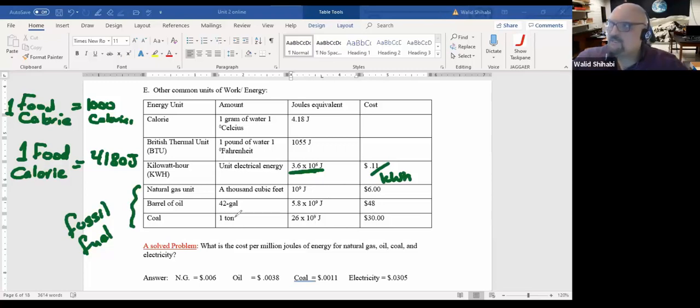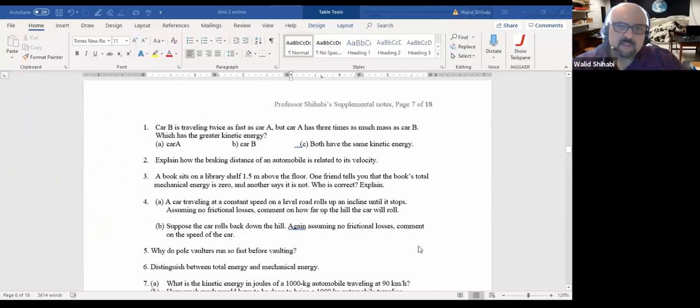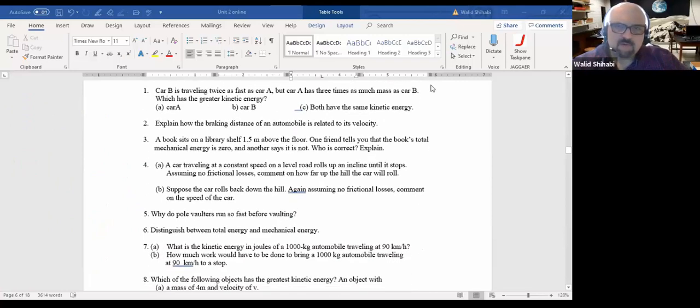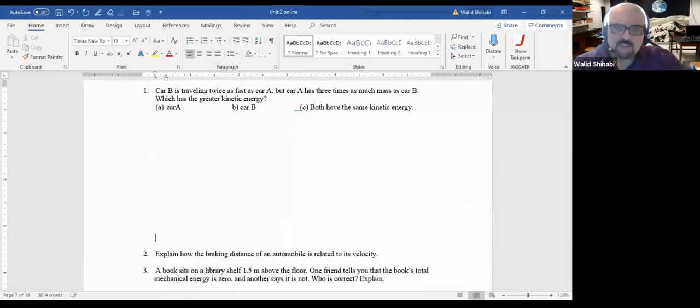This is just to give you perspective on how the unit joule is related to the units that are usually used in the economy, in daily life, and so on. So let's look at some examples here, and I'll focus on the problems that involve math, because that's the part where most students have issues.